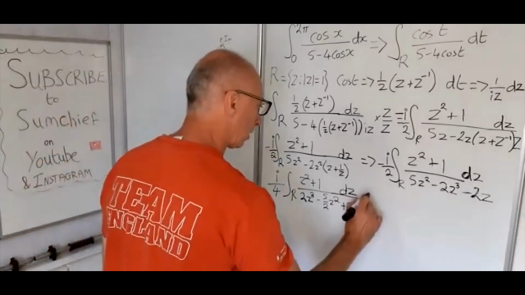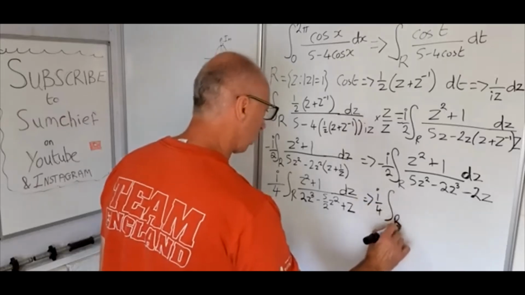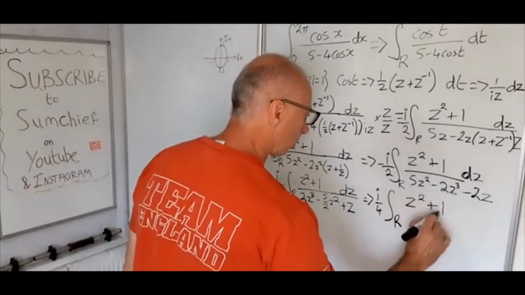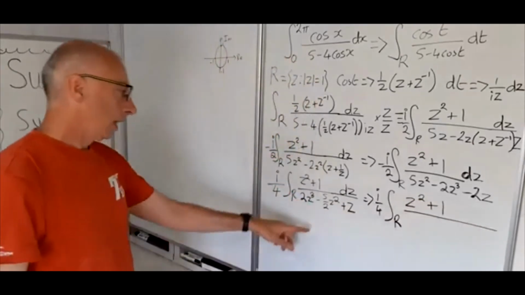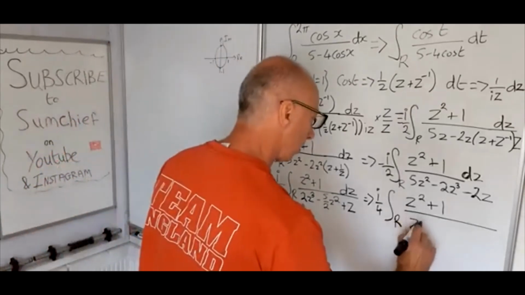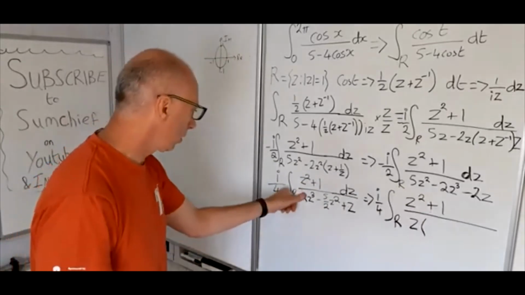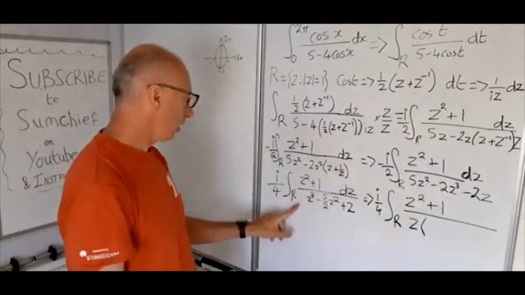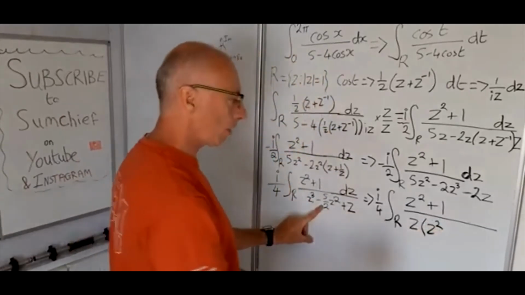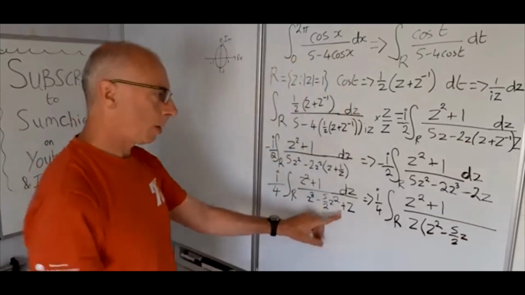So we now get i over 4 over the region R, z squared plus 1. That stayed there all throughout. Right, now let's factor out the z. Sorry, the 2 goes here. Take this 2 out, we've taken the 2 out there. Z, so that's z cubed, so that's z squared, minus 5 over 2 z, and plus 1.